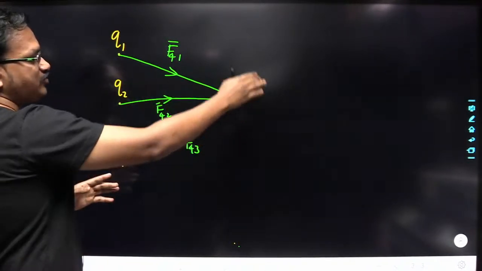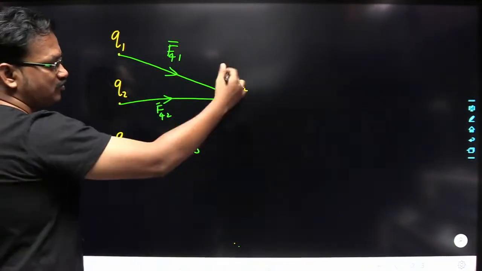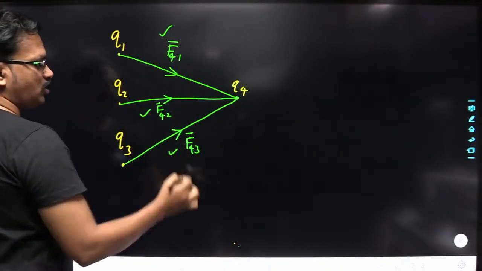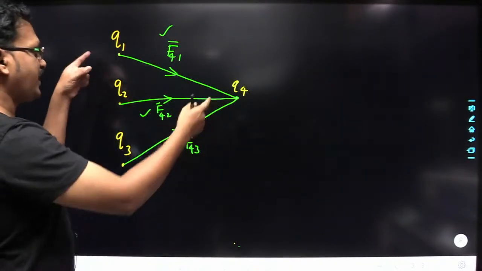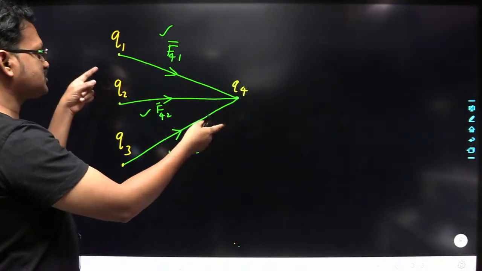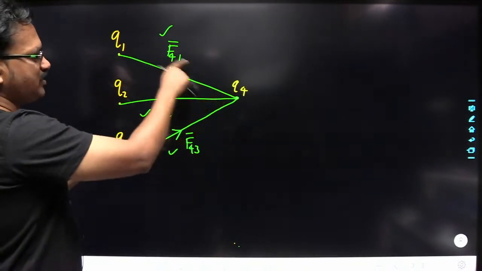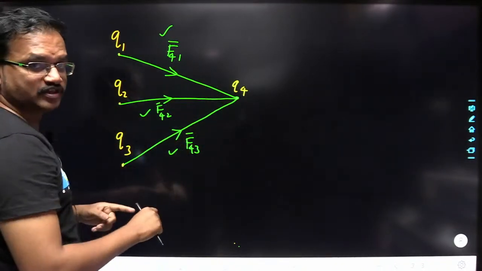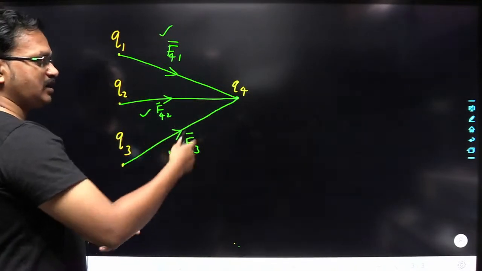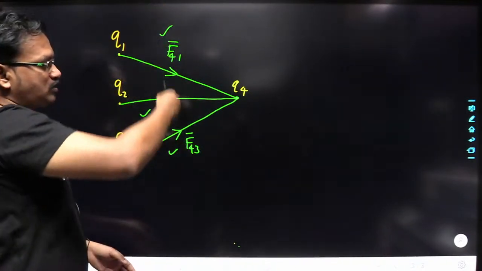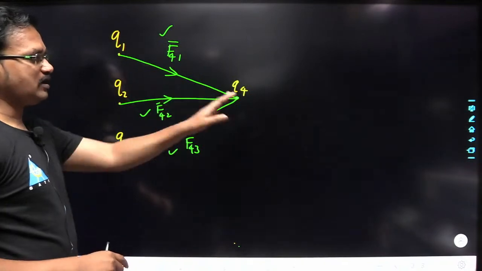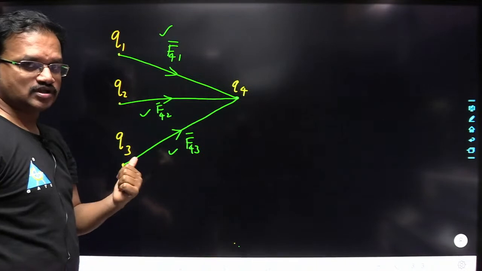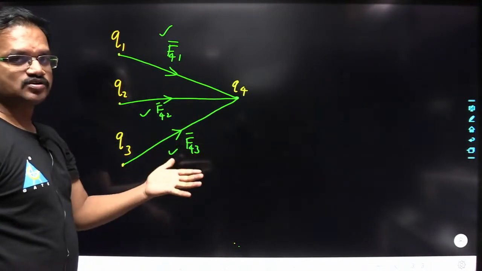Now, if you want the net force acting on Q4, then what you have to do? You have to add up all these forces. So if you are having more than 2 point charges, take 2 point charges at a time and calculate the force between them. Next, take another 2 point charges and calculate the force between them. Next, take another 2 point charges and calculate the force between them. Now add up all these forces here. That is going to give you the resultant force acting on Q4 due to all the other 3 charges. So this principle is called what here?